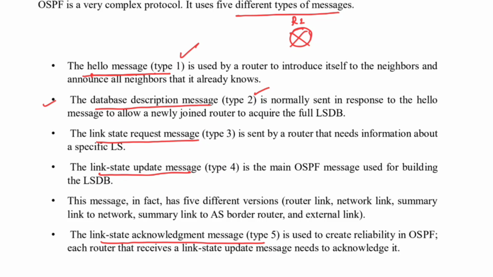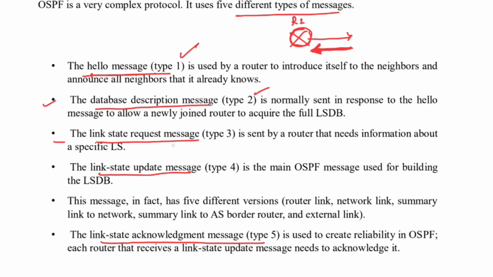So whenever router R1, which is the newly joined router, sends the hello message, in response it receives the database description message. In this message, which it receives from its neighbor, it will get to know the network information from its neighboring router, so that it will acquire the full link state database information.